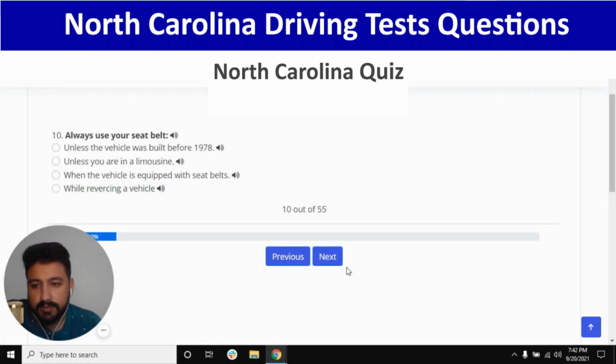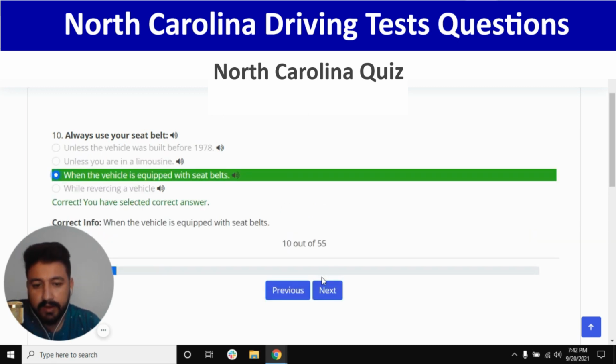Tenth question is always use your seat belt. The right answer is when the vehicle is equipped with seat belt. So let's click on the third option and next.